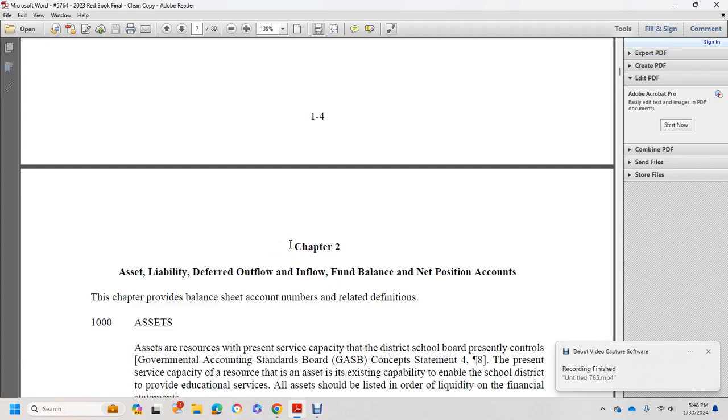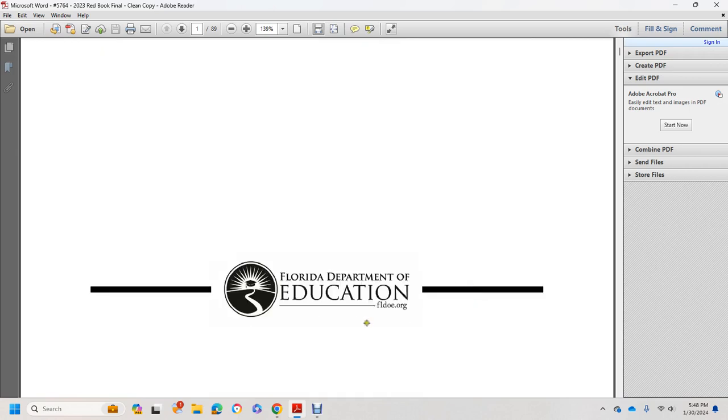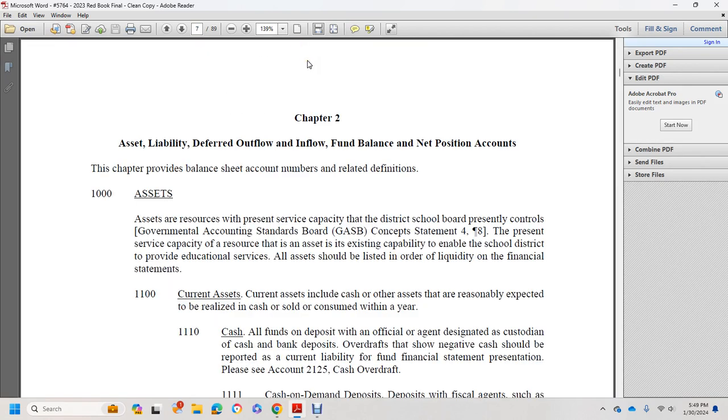Alright, Chapter 2: Assets, Liability, Deferred Outflow, Inflow, Fund Balance, Net Position Accounts. FLDOE, Department of Education, Bureau of Special Business Services, Office of Funding and Financial Reporting, Financial and Program Cost Accounting Reporting for the Florida Schools 2023. Florida Department of Education, FLDOE.org. Chapter 2: Assets, Liability, Deferred Outflow, Inflow, Fund Balance, Net Position Accounts. This chapter provides balance sheet accounts with the number and related definition.